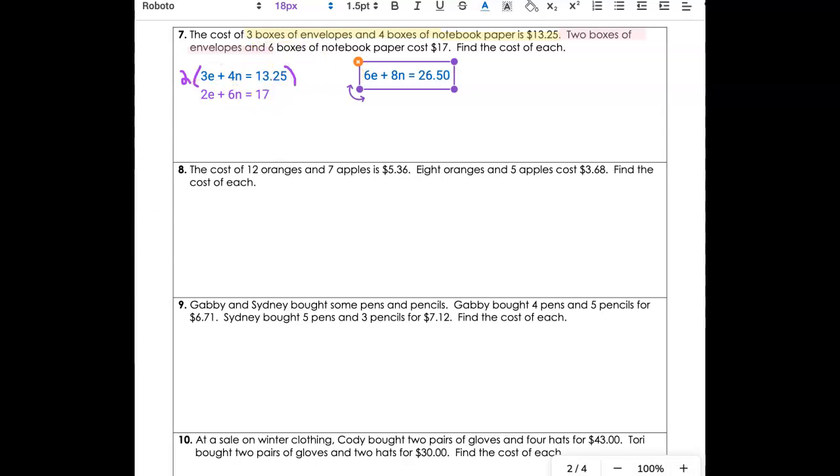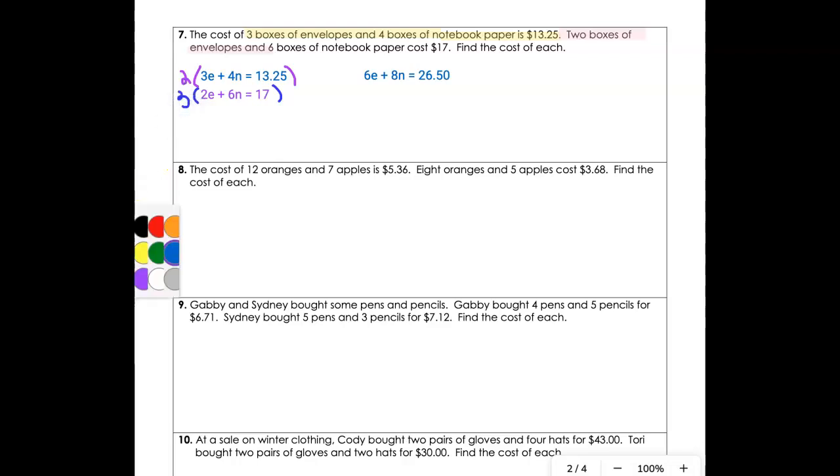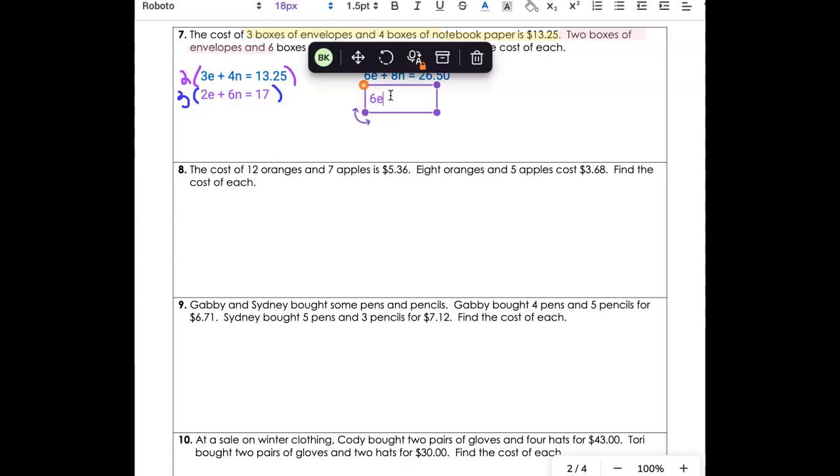And we're going to do the same thing with the bottom equation, but now I'm going to multiply the whole bottom equation times 3, because I'm going to get rid of E for both of these. So times 3 will give me 6E, 18N, oops, sorry, wrong number, and then 51.